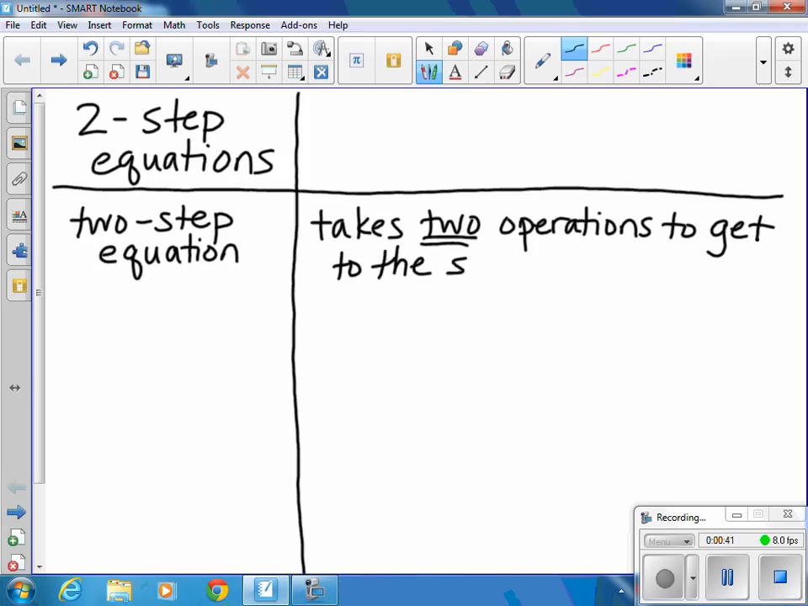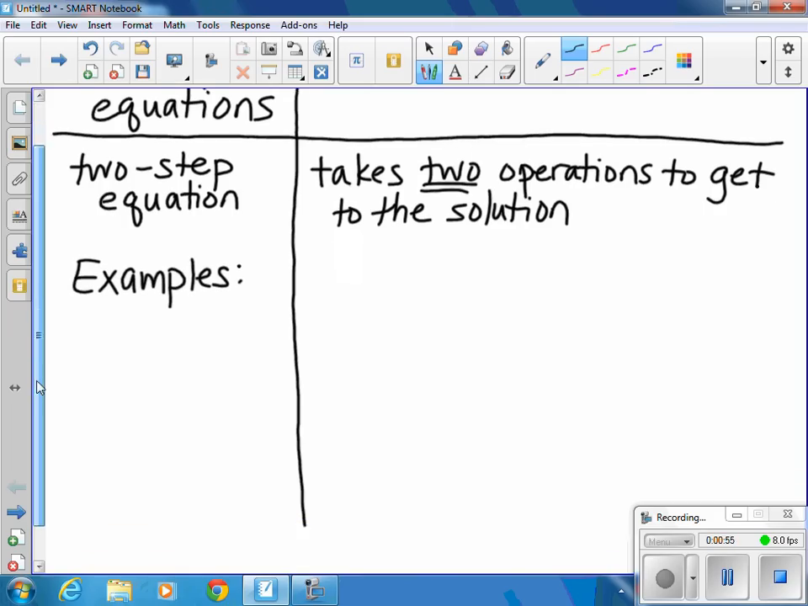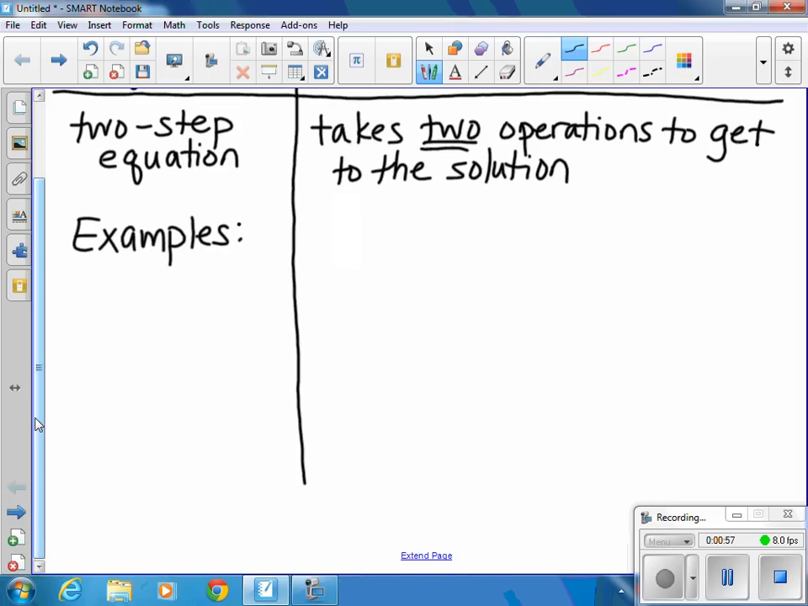So it's not about how many lines on your paper that it takes up, it's the number of operations that it takes you to get there. Okay. The rest of your notes are going to prove to be examples of all the different varieties of two-step equations that are out there. I'm going to start you with the basic ones, and then I'm going to show you some of the more complex ones that are still classified under this category. Okay, so these are the ones you probably remember the most from last year or your previous math experience.